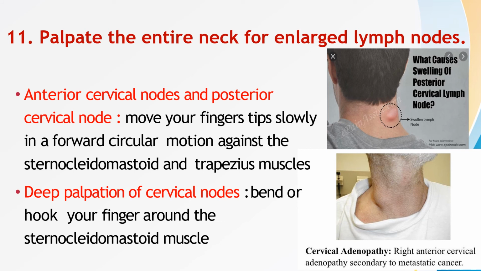Next, you check the anterior cervical nodes, meaning in front, and the posterior cervical nodes. Move your fingers slowly in a forward circular motion against the sternocleidomastoid. Moving forward in a circular motion lets us assess the size and, of course, the edges of these lymph nodes. We can do deep palpation of the cervical nodes by bending or hooking your fingers around the sternocleidomastoid.